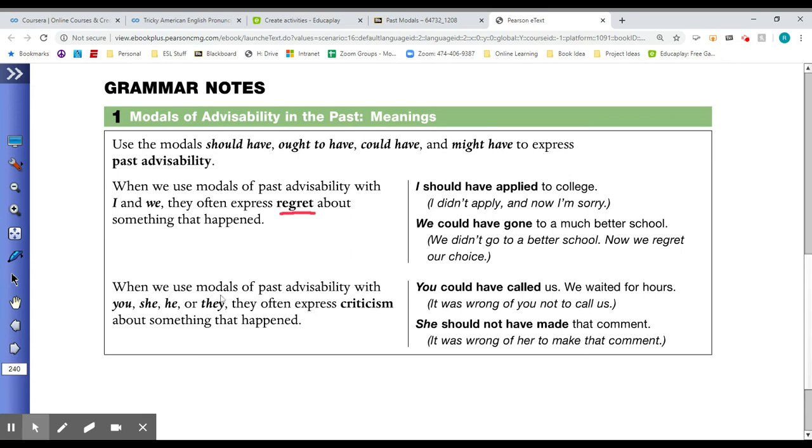We use the past modals with he, she, you, they to express criticism about something that happened. You could have called us. We waited for hours. It was wrong of you not to call us. Or, she should not have made that comment. It was wrong of her to make that comment. So we use this to express regret and to express criticism.